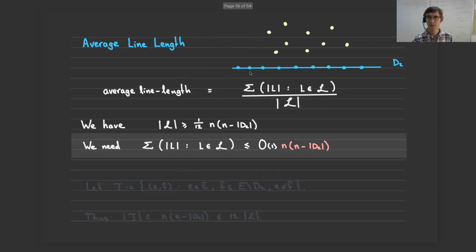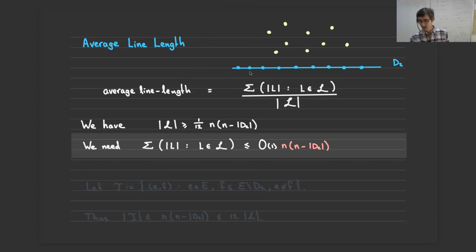Okay. So we have the formula for the average. We now have this good lower bound on the number of lines. And to prove our result, what we need to prove is that the sum of the line lengths is bounded above by some constant times n minus the length of the longest line.